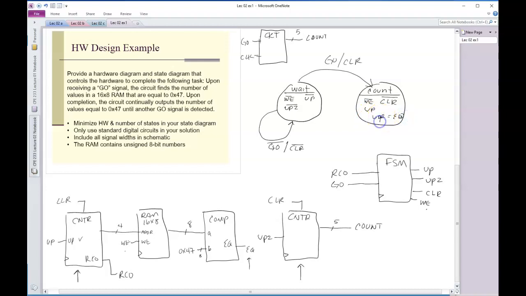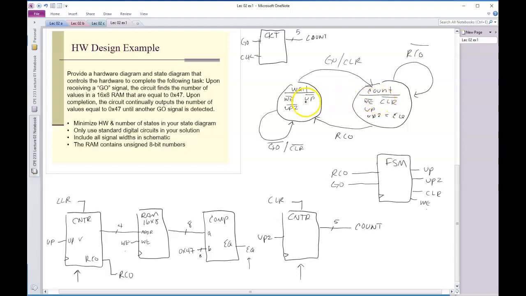So essentially the up 2 equals the equals signal. I'm going to run out of space there. Okay, that's kind of messy, but we'll make it cleaner just to be sure. Up 2 equals EQ. Okay, so what's going to keep me in this state is the fact that RCO is turned off. What's going to allow me to transition back to the wait state is the fact that RCO is going to turn on.